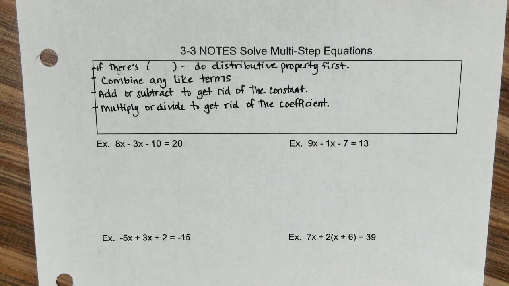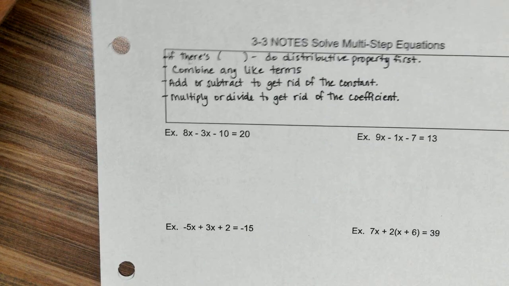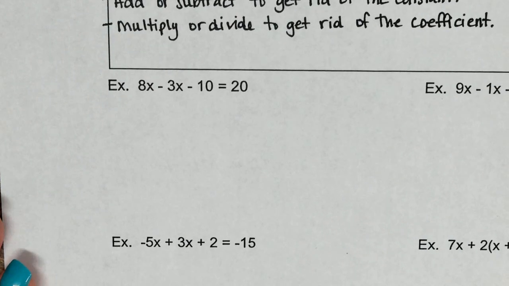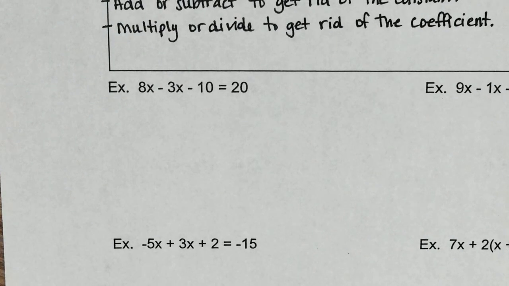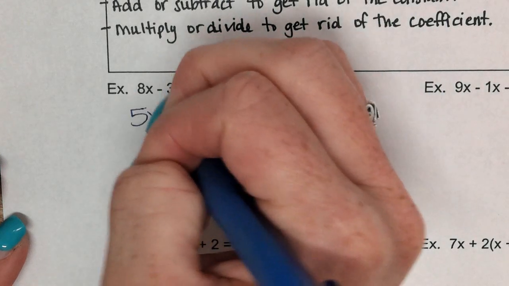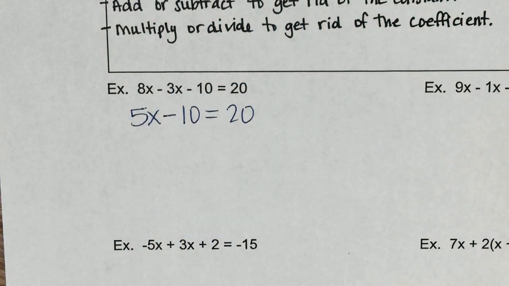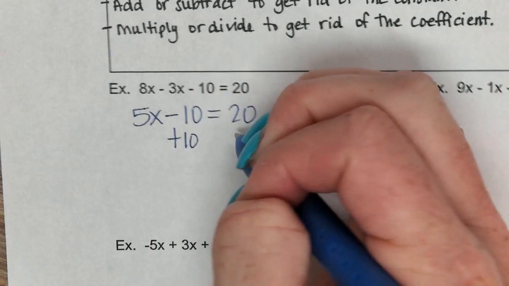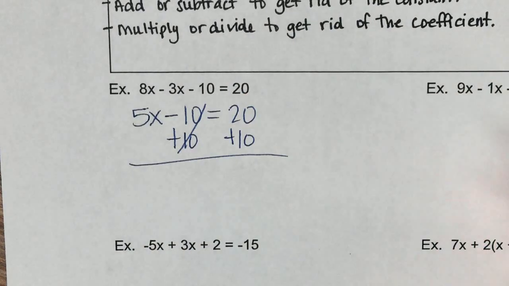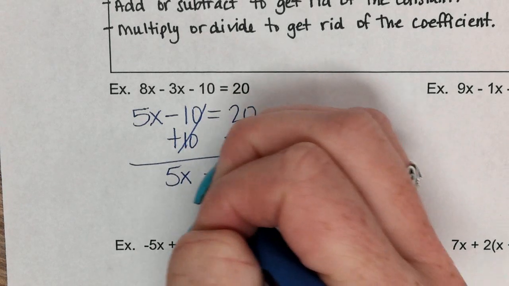Are there any parentheses that I need to deal with? No. So I skipped that step. Are there any like terms that I can combine? Yes. What is 8x minus 3x? So I have 5x minus 10 equals 20. Now I'm going to get rid of the constant, which is 10. How do I get rid of a minus 10? Whatever I do to the left, I have to do to the right. I now have 5x equals 30.